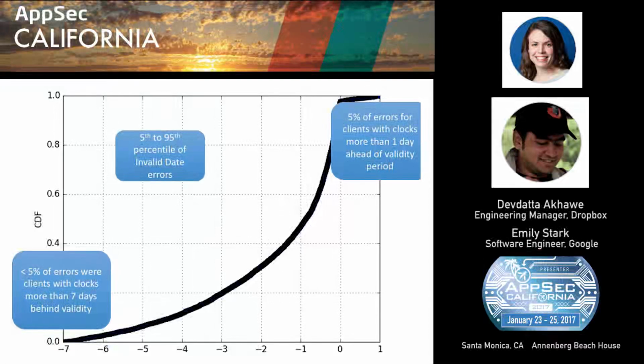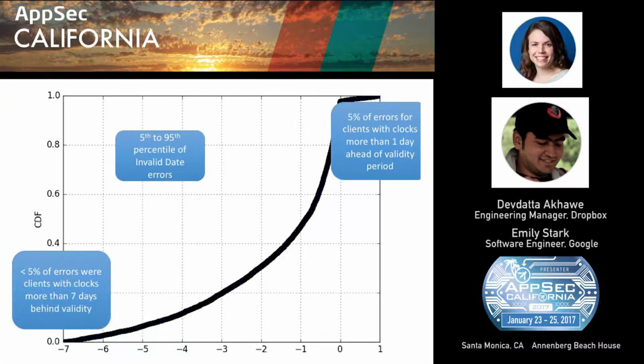So we looked at all the errors, and I'm only showing data from the 5th percentile to the 95th percentile, because there were some clients that had 3-year-old clocks, and there's really nothing you can do there. Let's just forget about it. So the 5th to 95th percentile is the vast majority of the errors that you're seeing. That's the main data I want to focus on.